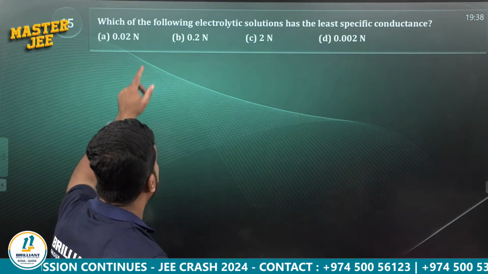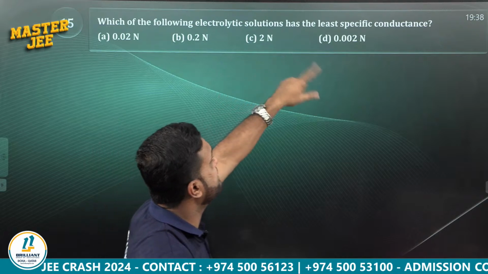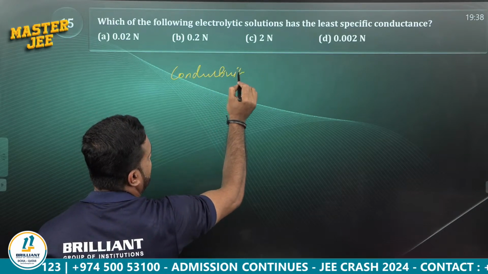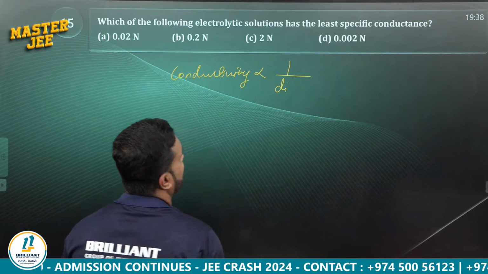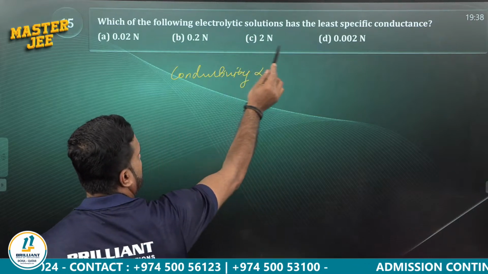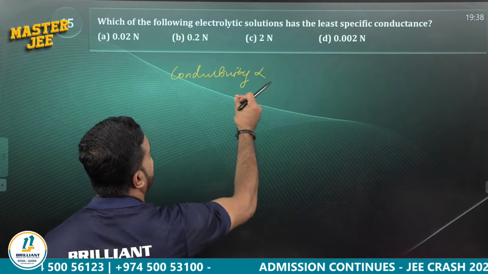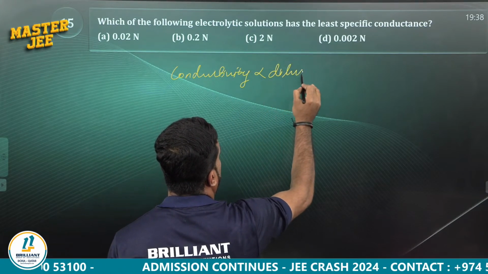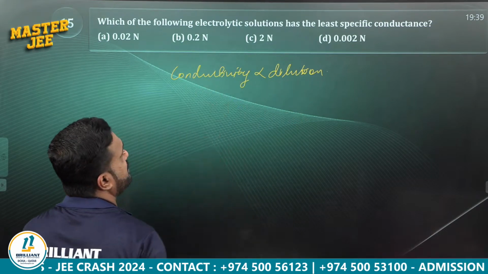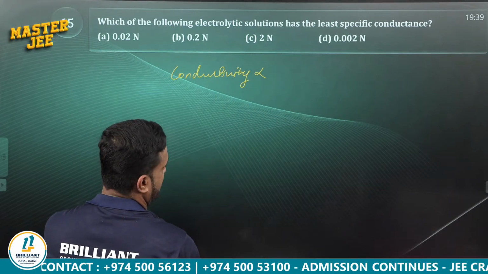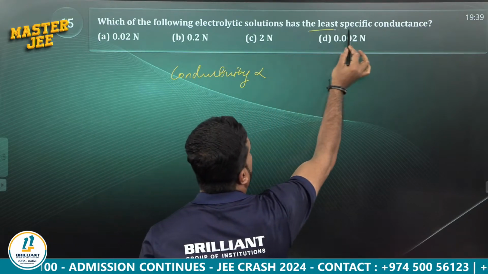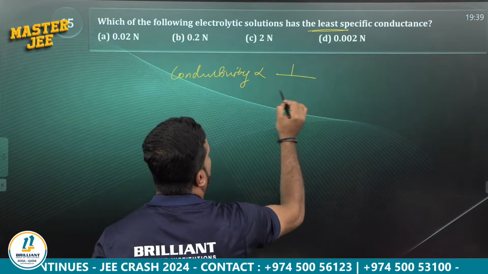The 15th one is: which of the following electrolytic solutions has the least specific conductance? See, specific conductance is nothing but conductivity. Conductivity decreases on dilution. So conductivity is proportional to 1 by dilution. Maximum dilution means least conductivity. So here they are asking which has the least specific conductance or conductivity.